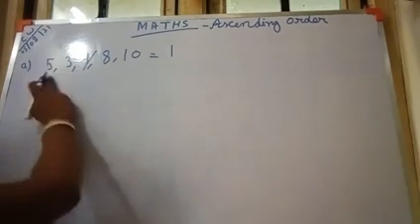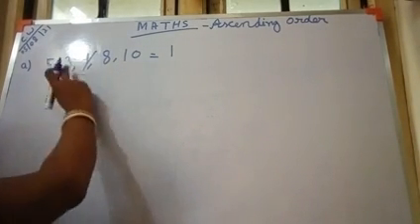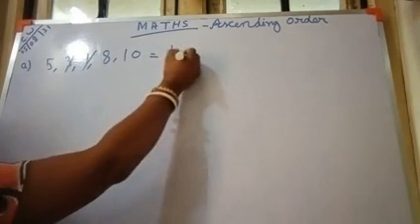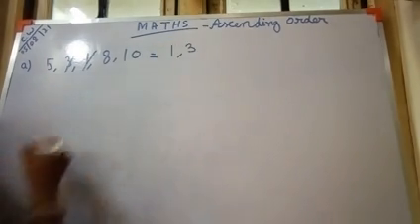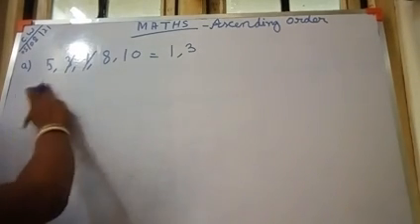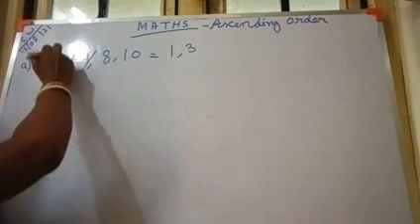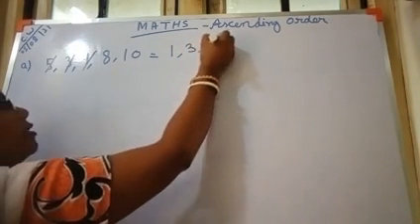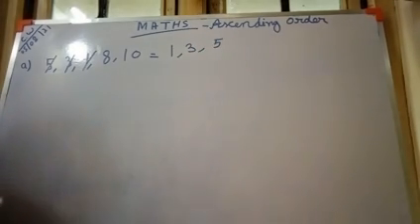2, no, 2 is not here. Then 3, yes, 3 is here. You will write the number 3 here. Then after 3, is 4 here? No. 5, yes, 5 is here. So you will cut the number 5 and write it here.